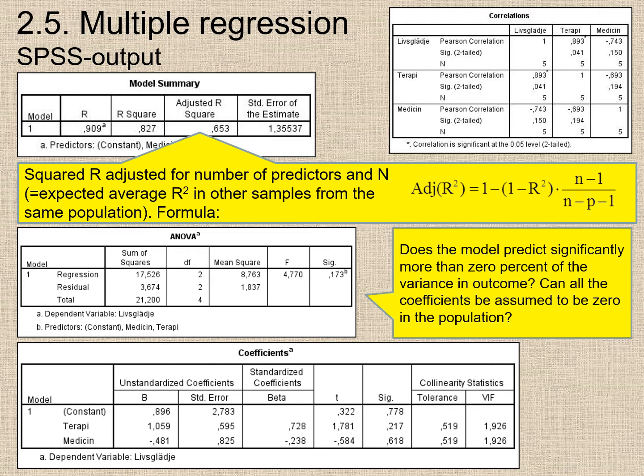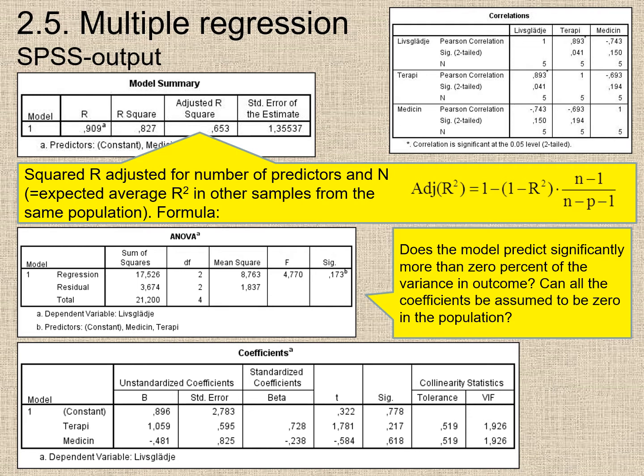If there is no unique association between therapy and life satisfaction, if there is no association between therapy and life satisfaction in the population, given that you keep medicine constant, what is the probability of getting a regression coefficient that differs this much from 0? How high is that probability? 22%. So it might happen. We can't with enough confidence reject the null hypothesis.